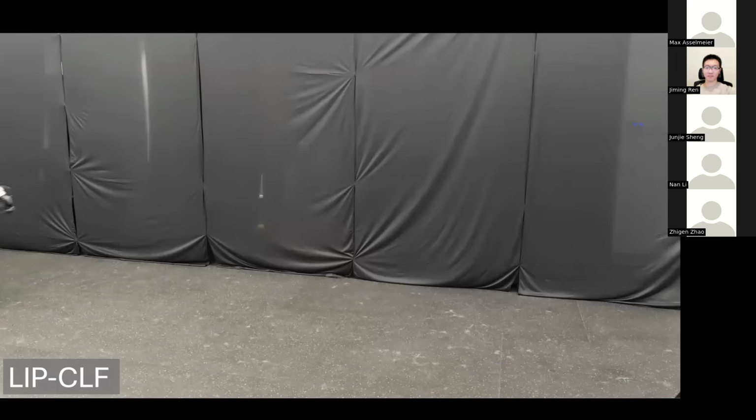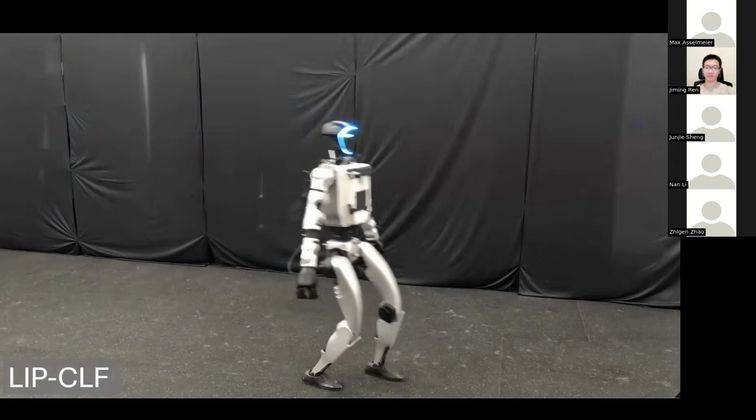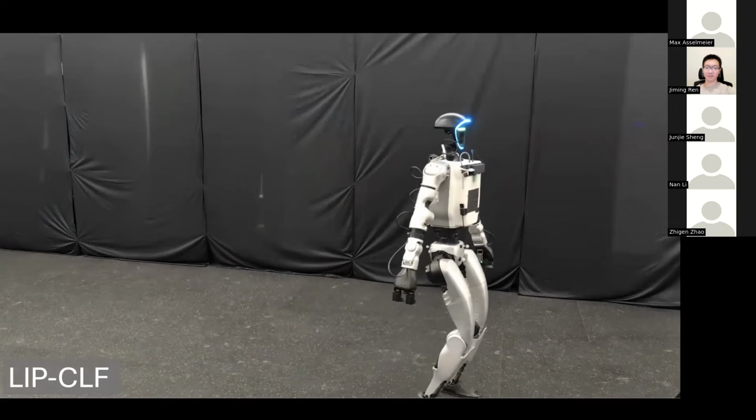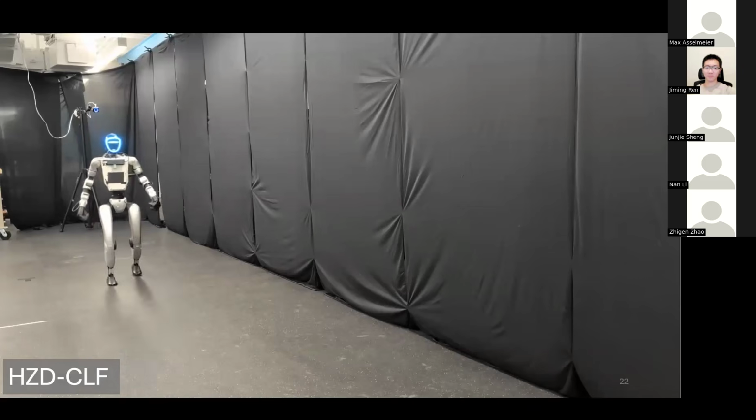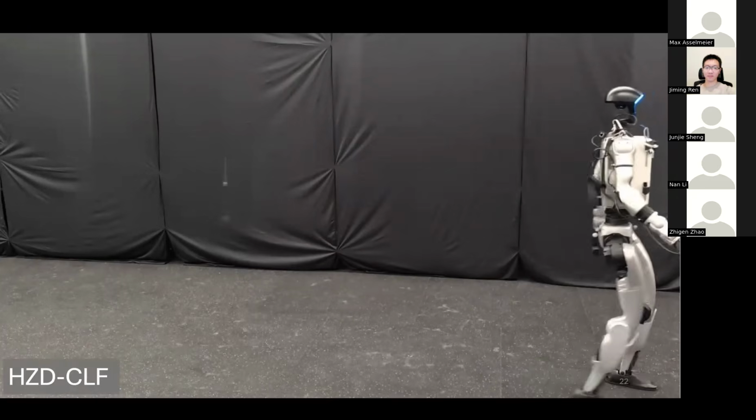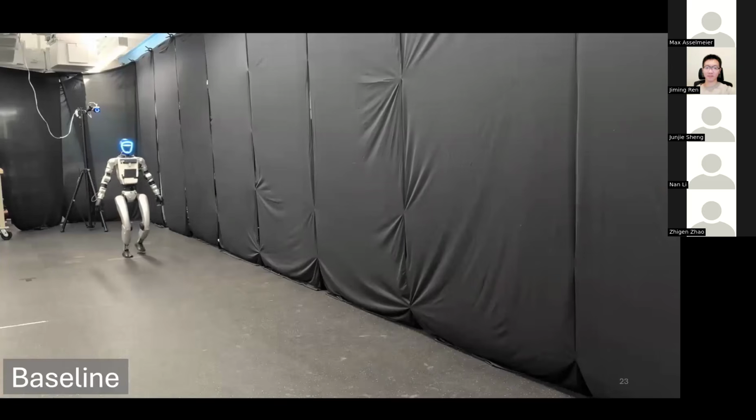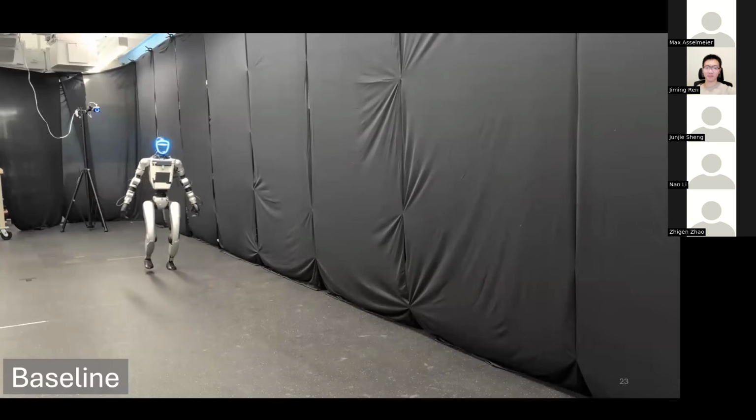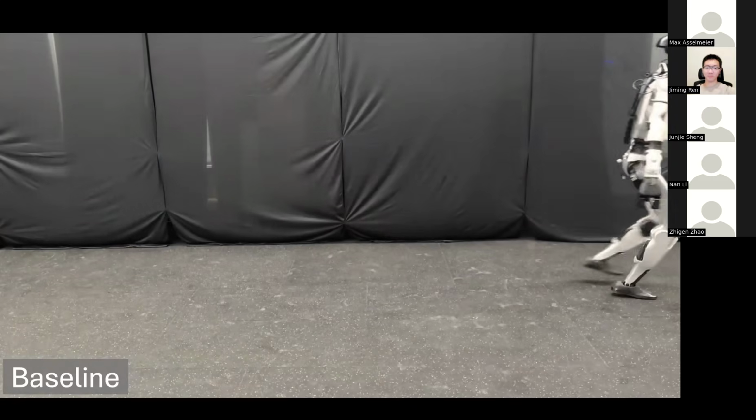So we deployed all of these policies on hardware. This is our LIP CLF policy. It looks kind of like a LIP controller walking around. The LIP model doesn't tell us what to do with the arms, so we just fix them out there and then we can have it walk. This is our HZD CLF policy. You can see it walks maybe a little bit cleaner. It's using the full order dynamics optimization. And then here is our baseline policy that we had been using before, just to show you that this does actually run on hardware, right? It's a real policy.